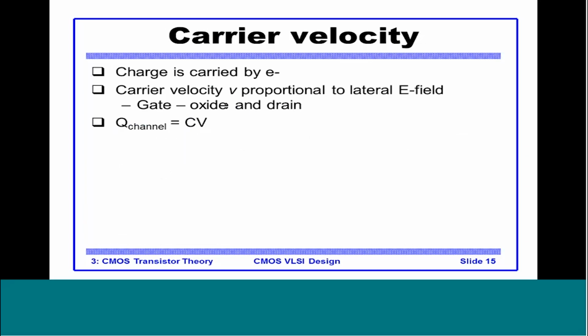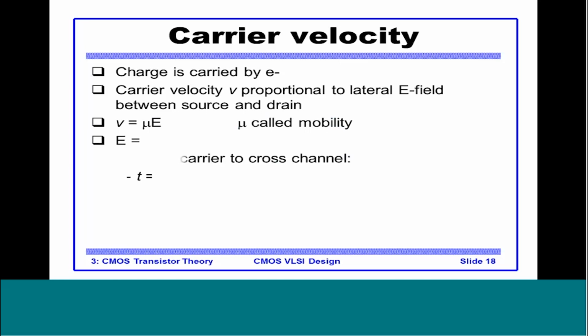Now the gate voltage will first form the inversion channel. The drain voltage will help the electrons in conducting. So the carrier velocity will depend on the VDS. Now V is equal to mu E, where mu is the mobility of the electrons.